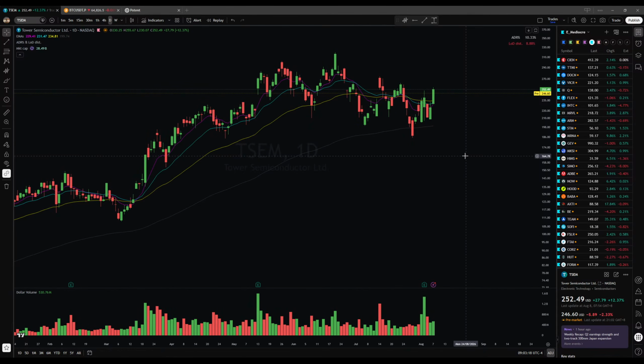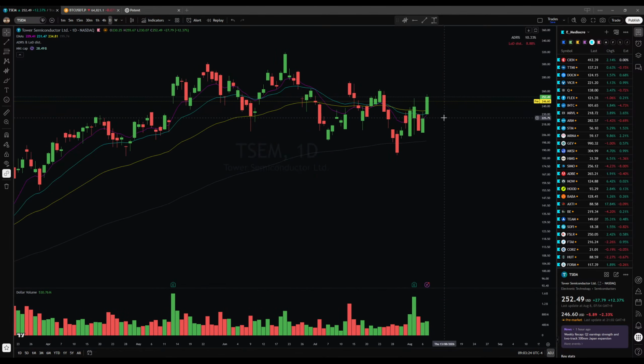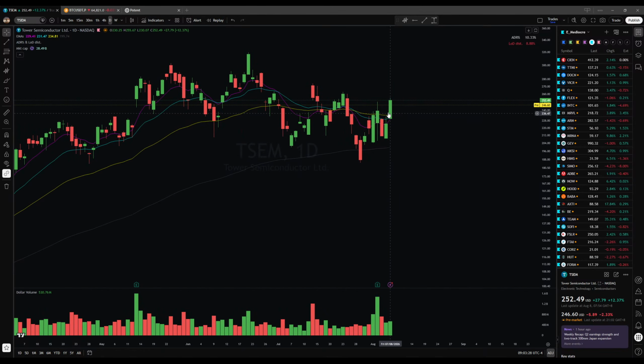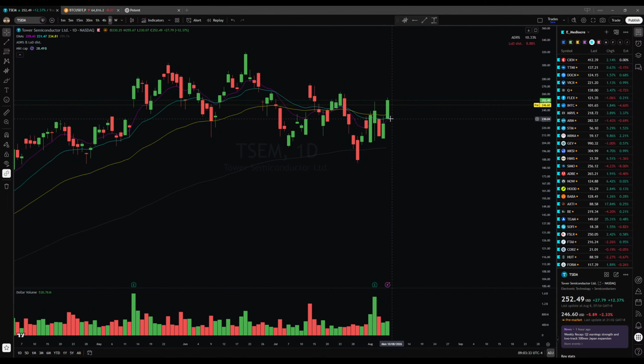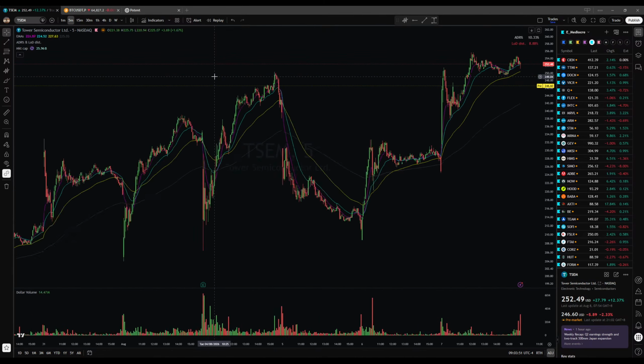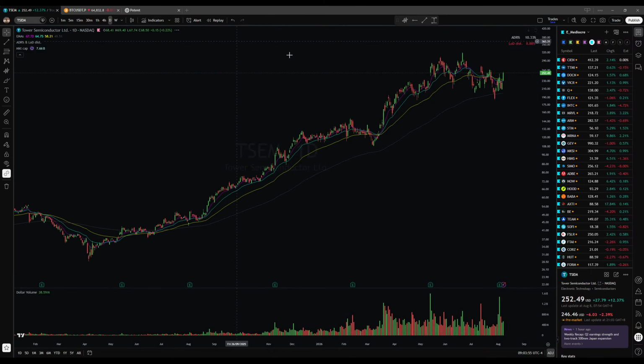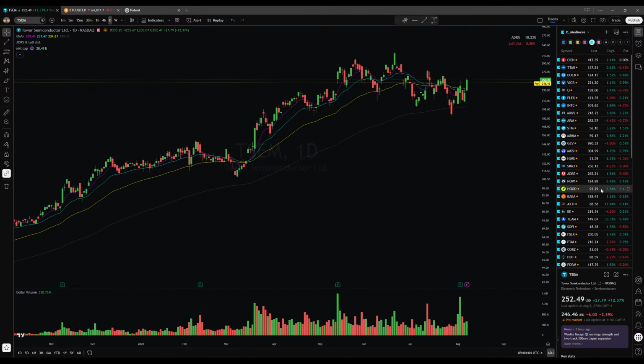I kind of like this TSCM, especially after earnings. It's now breaking out from the earnings candle high, and all the EMAs are converging. It's just a little bit illiquid intraday, I'm not sure.